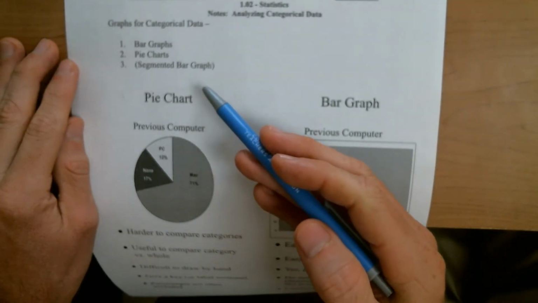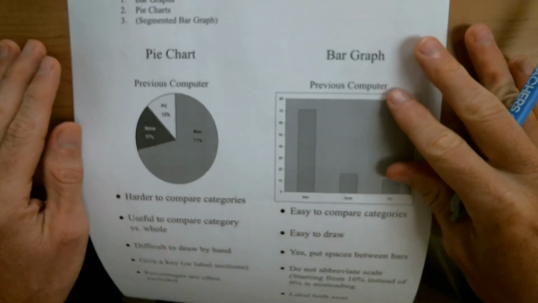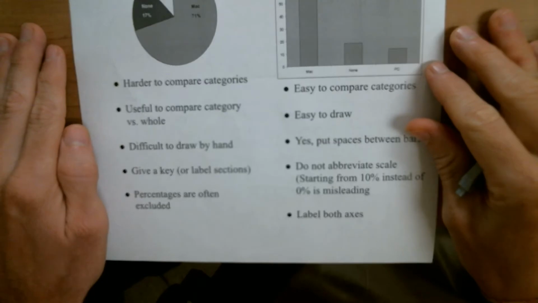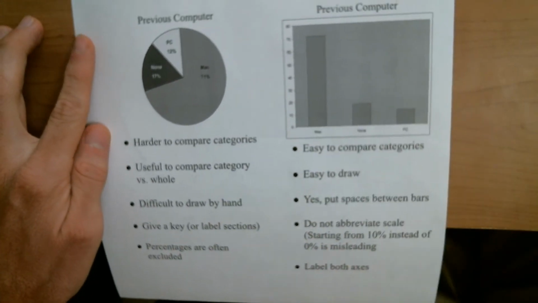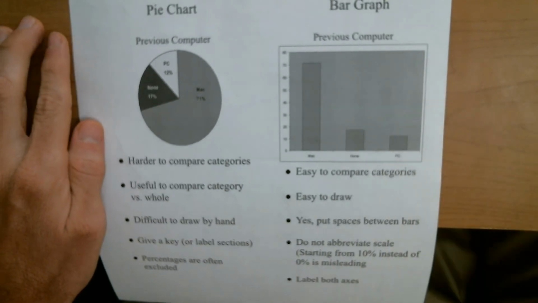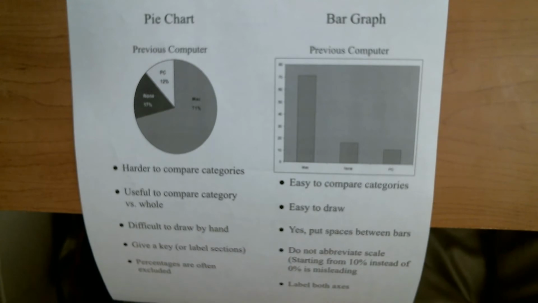Segmented bar graph we'll talk about later. That's why it's in parentheses. Right now, we're just going to focus on pie chart and bar graph, two of the most common. Let's talk about some of the differences and why you might want to use one versus the other. Because remember, the whole point is conveying information. Depending on what information you want to convey alters what choice you should use when displaying that information.